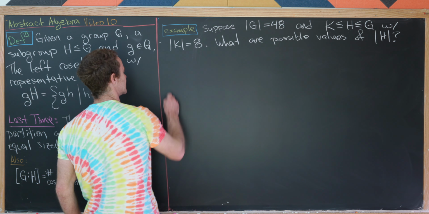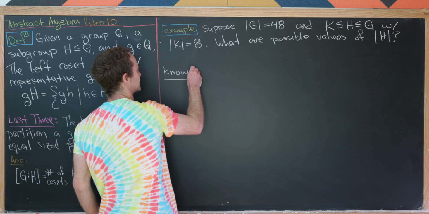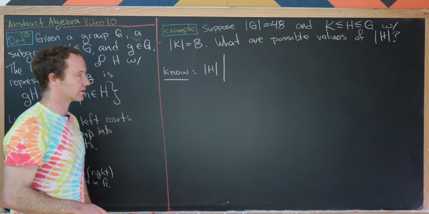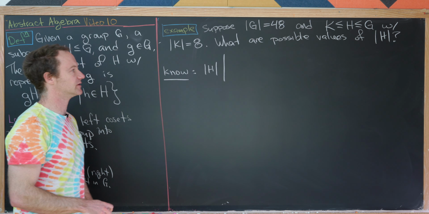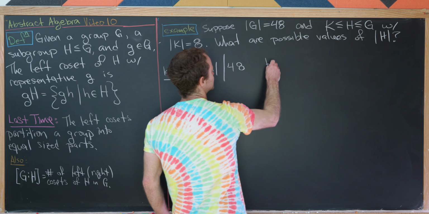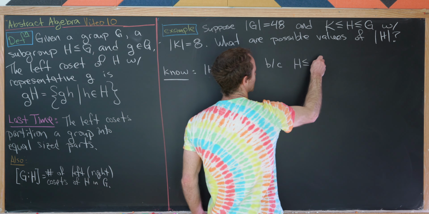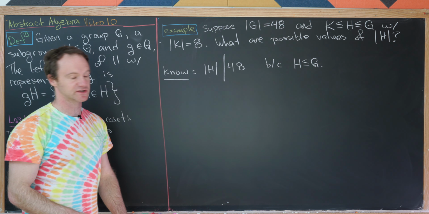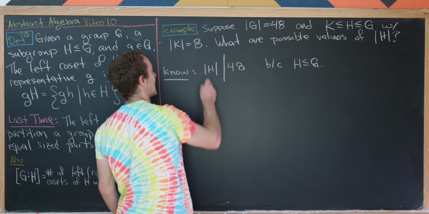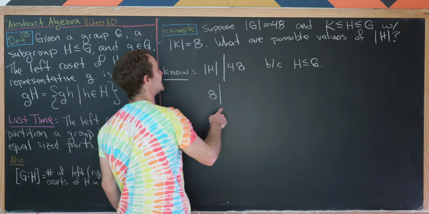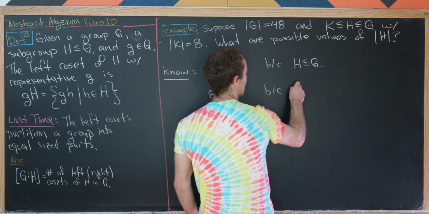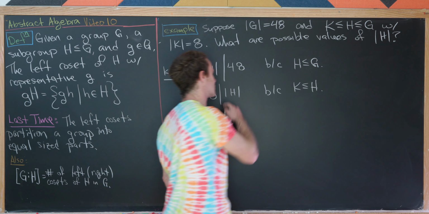Then we'd like to determine the possible values of the order of H. Okay, so let's get to it. So what do we know from Lagrange's theorem? Well, we know that the order of H must divide the order of the group because H is a subgroup of G. But the order of the group is 48. So let's put that here. That's because H is a subgroup of G, and we applied Lagrange's theorem. But we know something else as well. We know that the order of K, which is 8, must indeed divide the order of H. And that's because K is a subgroup of H, and the order of K is 8.